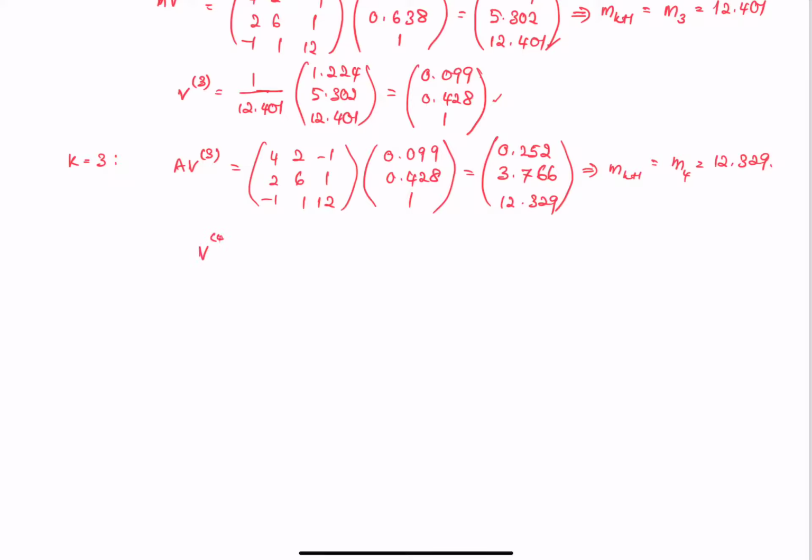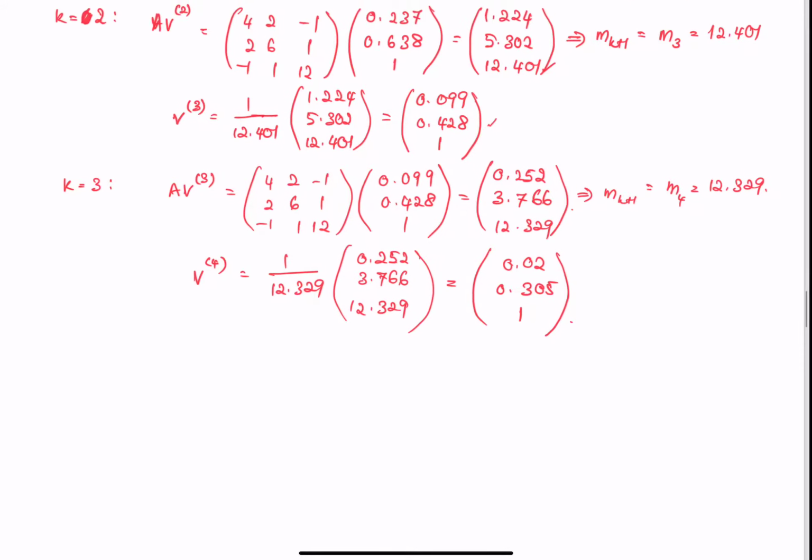And then we can get our V4 is equal to 1 over 12.329 multiplied by our AV3, which is this one, 0.252, 3.766, 12.329, and then you will get the answer 0.02, 0.305, and 1. Okay, so that we can put in the table.